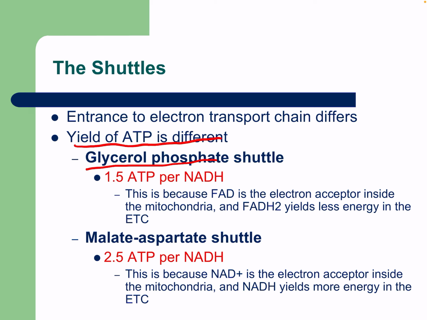The glycerol phosphate shuttle yields 1.5 ATP per NADH. This is because FAD is the electron acceptor inside the mitochondria, and FADH2 yields less energy in the electron transfer chain. While the malate aspartate shuttle yields 2.5 ATP per NADH. So again, more ATP. This is because NAD+ is the electron acceptor inside the mitochondria, and NADH yields more energy in the electron transfer chain.